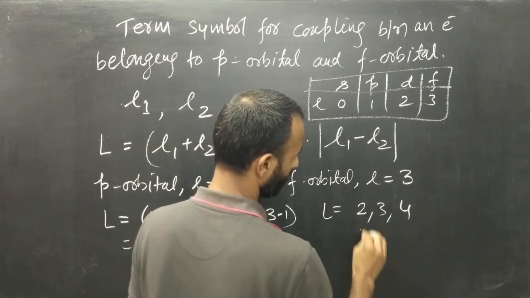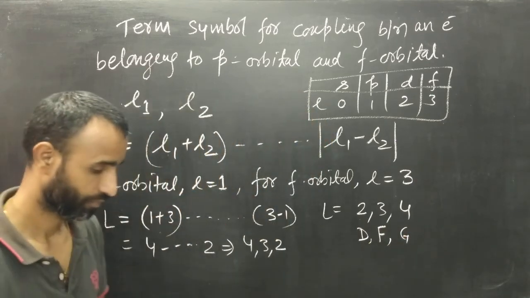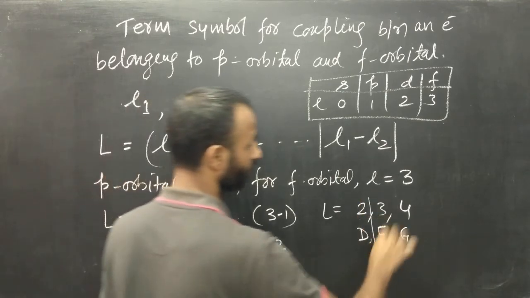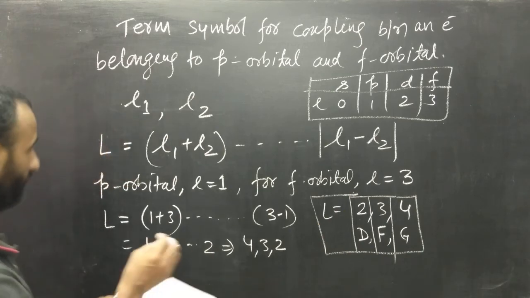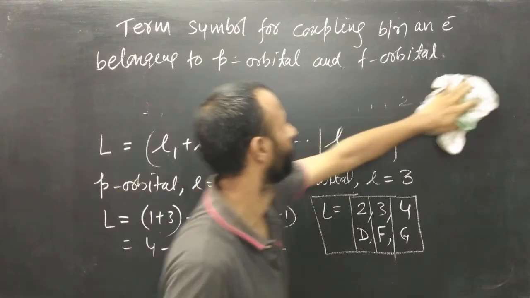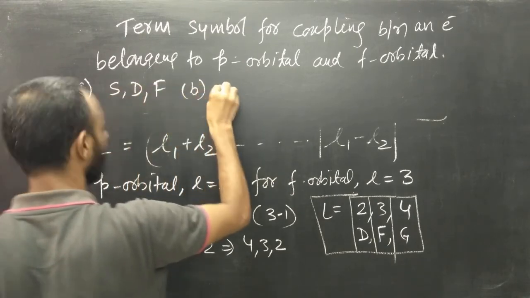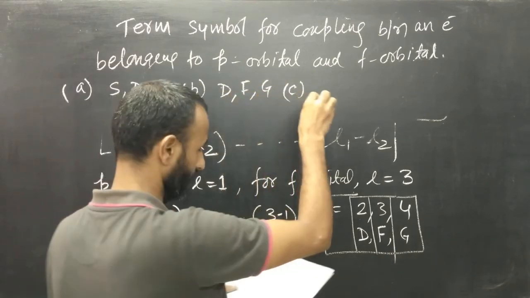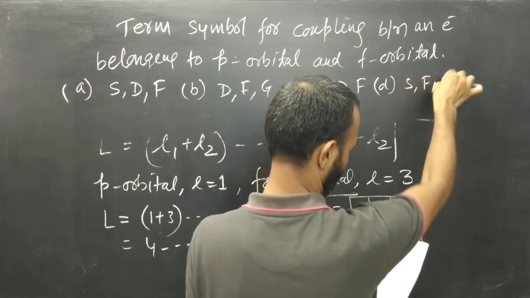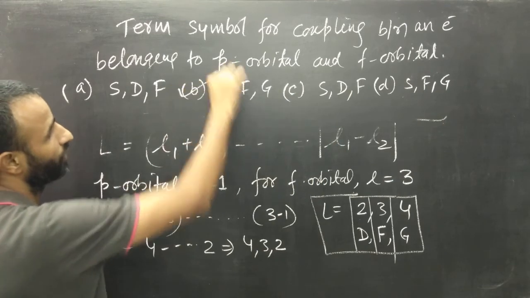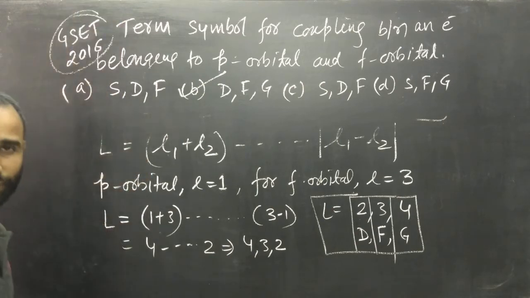So either D, F and G. D, F and G states are possible. So options are given actually. First option is S, D, F. B option is D, F, G. C option is S, D, F, and D option is S, F, G. So obviously option B, D, F, G is right, and it is a question from GSET 2016. Done? Okay.